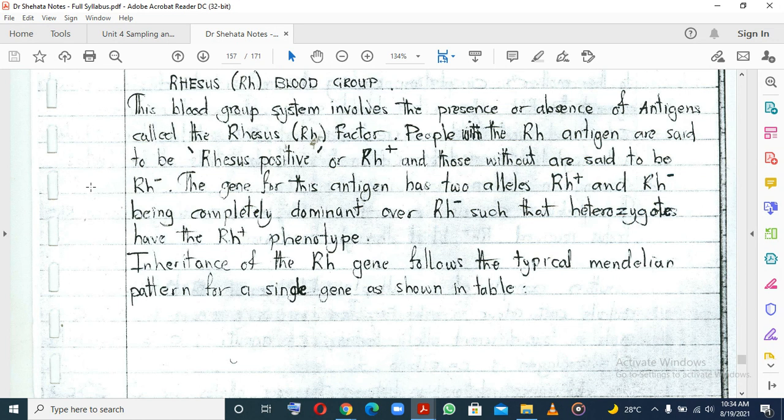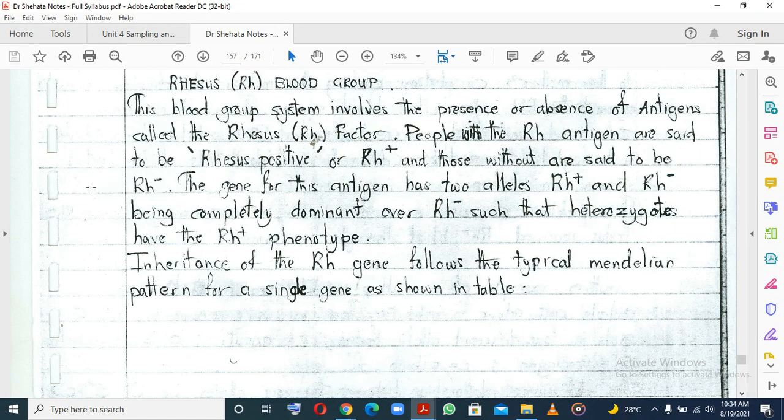People with the rhesus antigen are said to be rhesus positive, or Rh positive. And those whose red blood cells don't have this rhesus antigen are said to be rhesus negative. Now, the gene for the rhesus factor has got two alleles. You can see there the Rh positive for rhesus positive, and then the Rh negative.